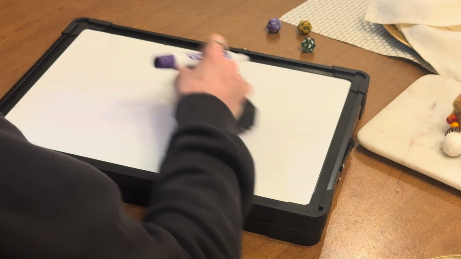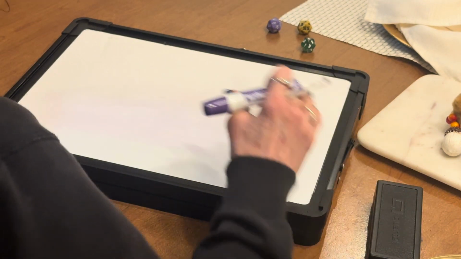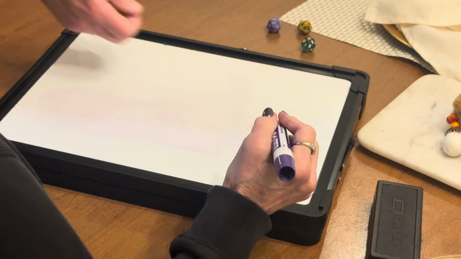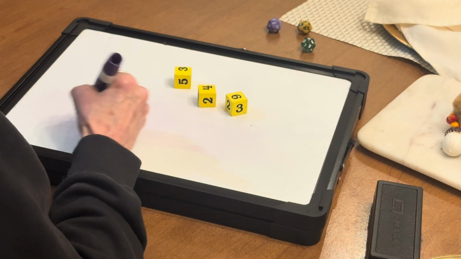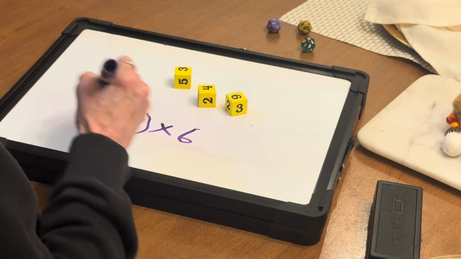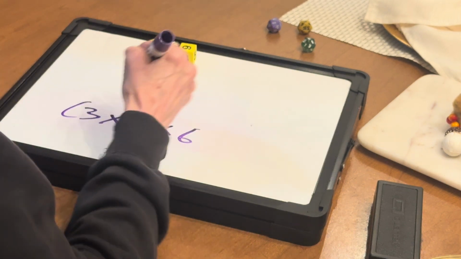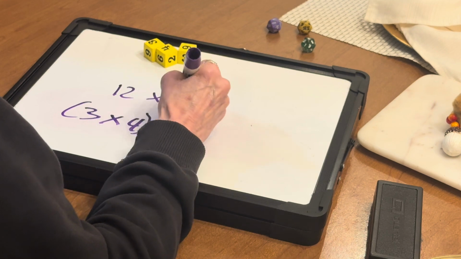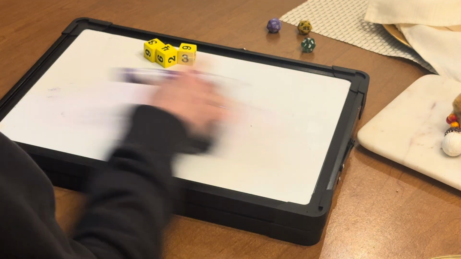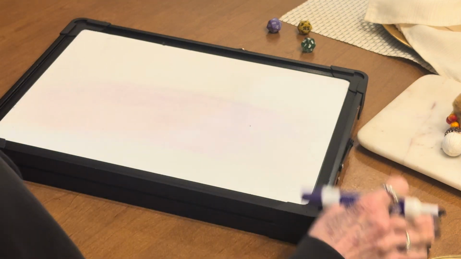So if we want to make it harder, we can use 3 dice. Let's try that. 3 times 4 times 6. This is the associative property, by the way. I'm going to go with 12 times 6 equals 72. All right, did you beat me? You might need paper for this one.